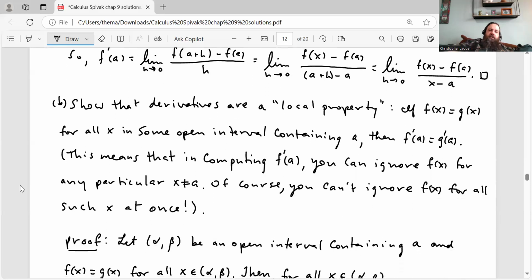Part B, show that derivatives are a quote-unquote local property, meaning that if f of x equals g of x for all x in some open interval containing a, then f prime of a equals g prime of a.